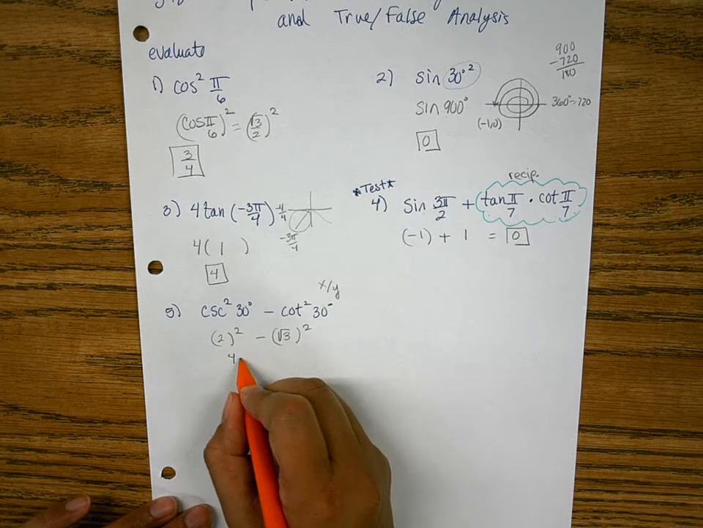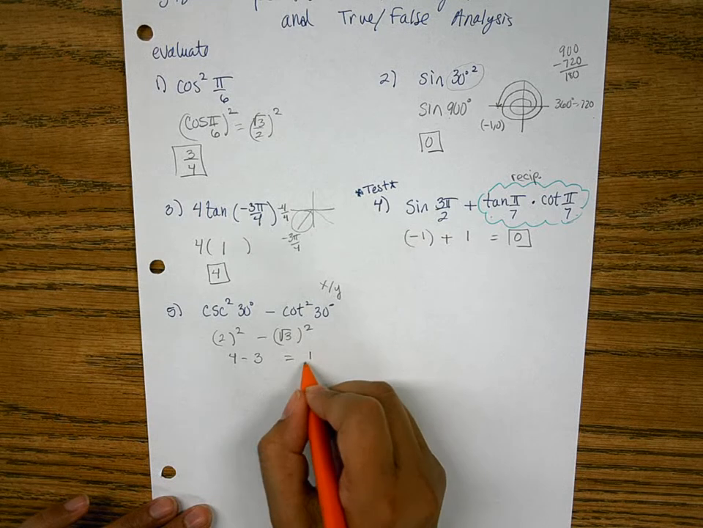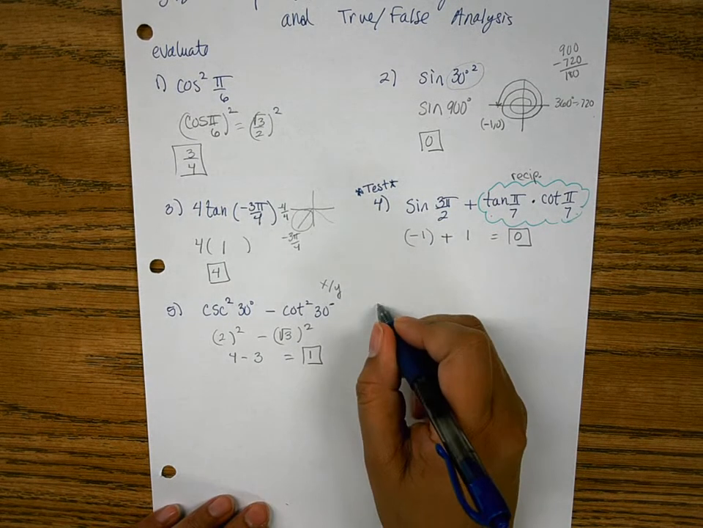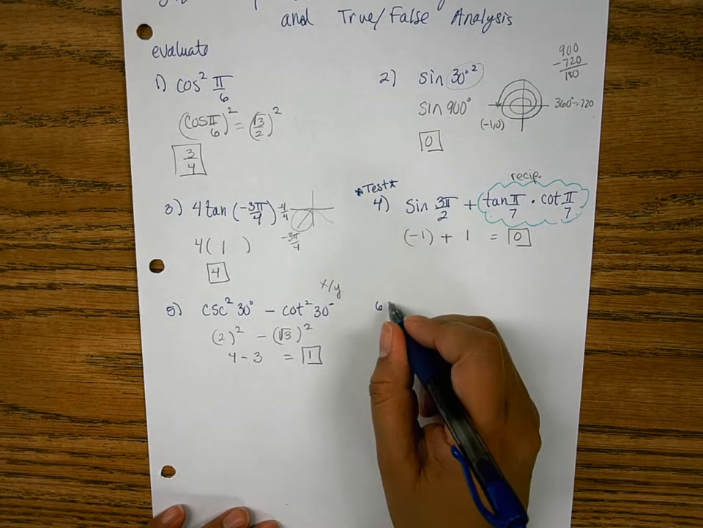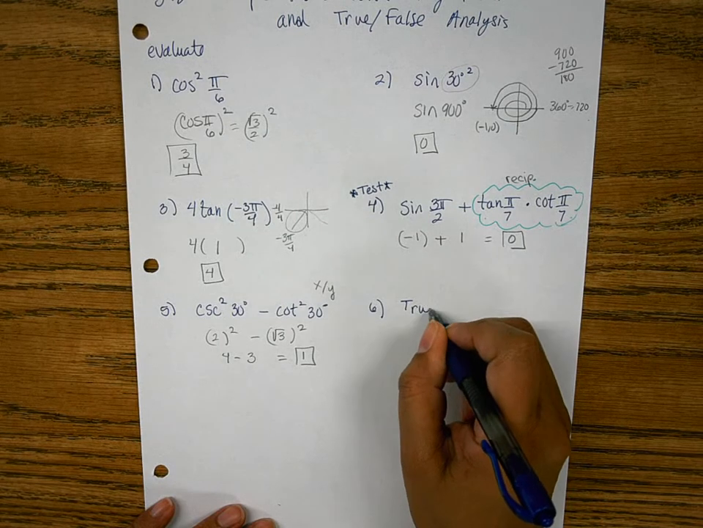And I'm just going to write that as √3. And it is squared. 2 times 2 is 4. Take away √3 times √3 is 3. And 4 take away 3 is 1. Okay, number 6.